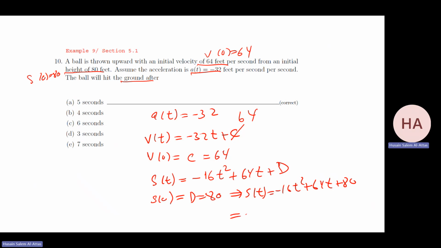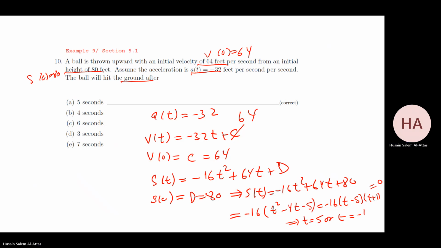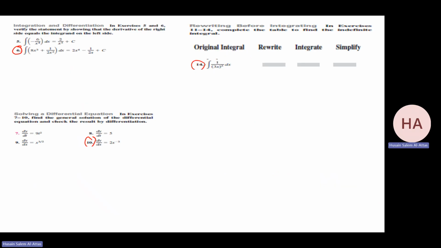If I take minus 16 as a common factor, what is the remaining? t squared minus 4t minus 5. In other words, that will be (t minus 5)(t plus 1). So I have either t equals 5 or t equals minus 1. Hit the ground, they will make it equal to 0. So this is cancelled, and this is the answer: 5 seconds.